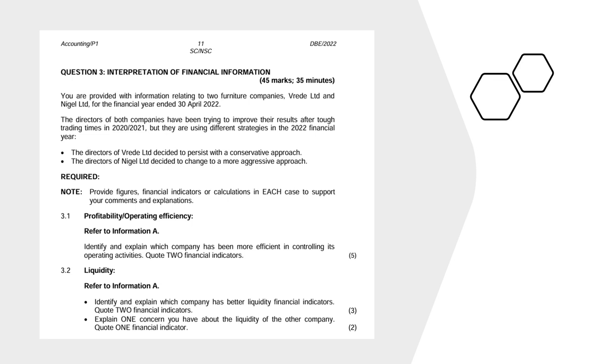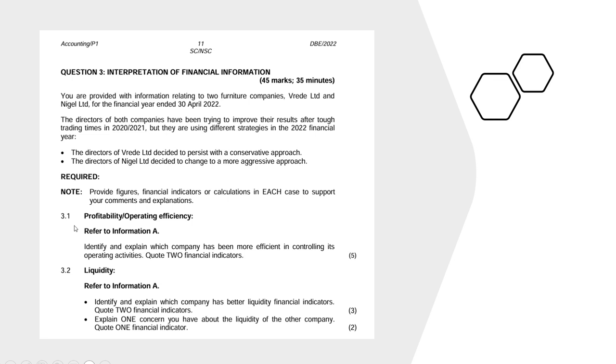Let us look at what question 3 will have. Question 3 is the interpretation of the financial information. In this case, you will be provided the calculation of the financial indicators and other relevant calculations, and you will need to respond using that information that has been provided to you.